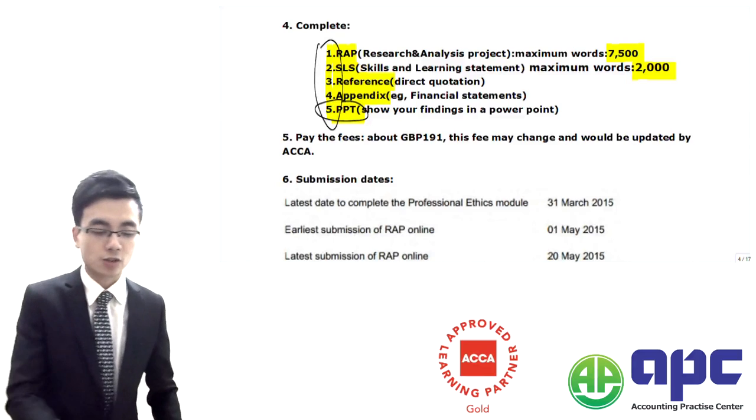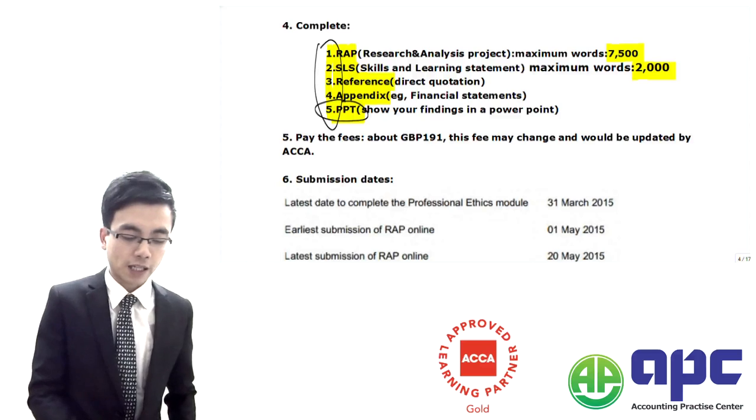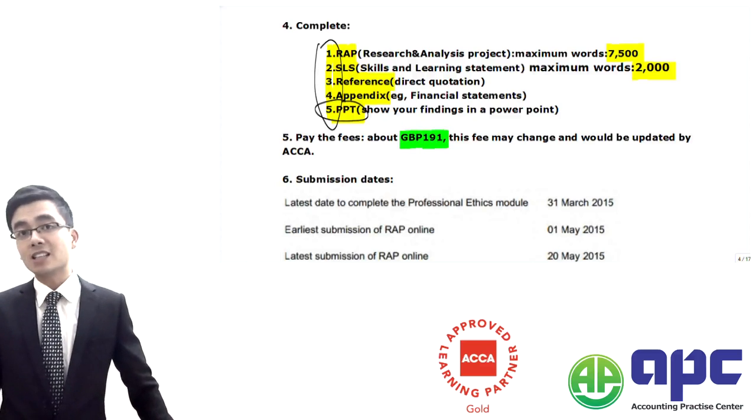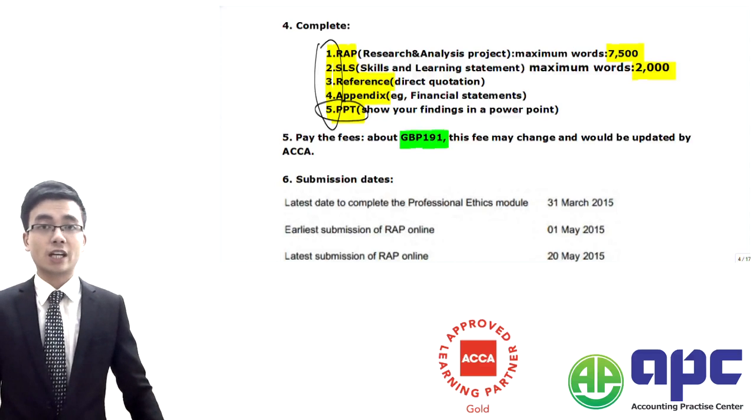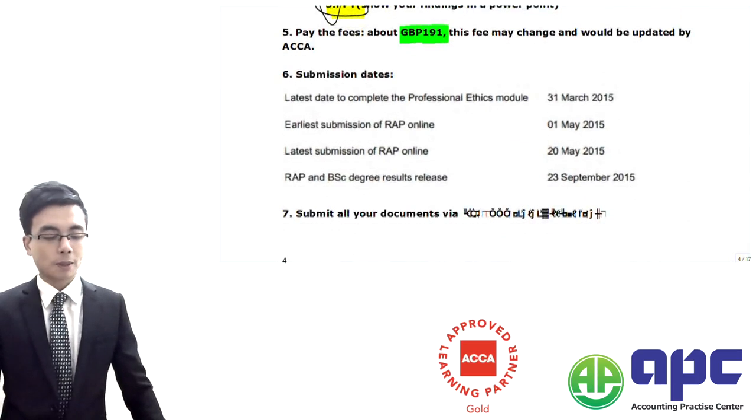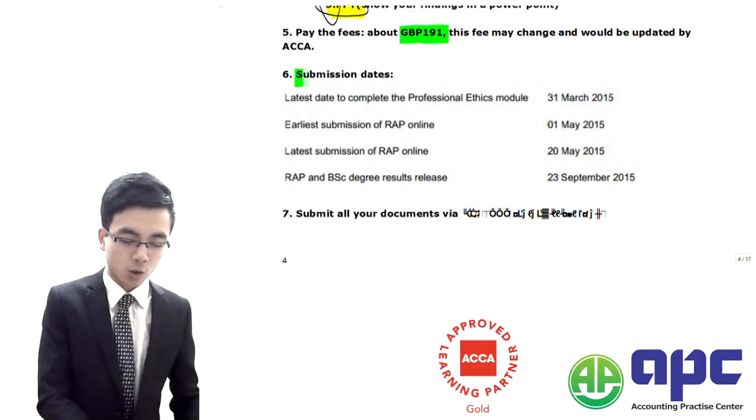And the fifth one is you have to pay the fees. The fee is £191, but this fee may be subject to change by the ACCA, and you have to watch out when you upload that. Of course, we're also going to look at the submission date for the project.